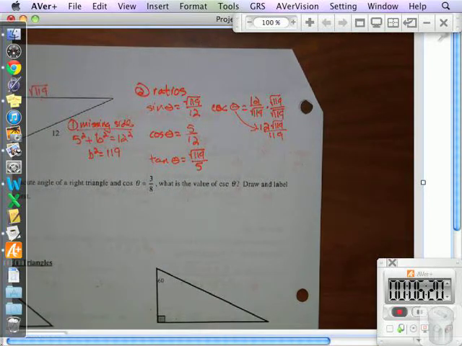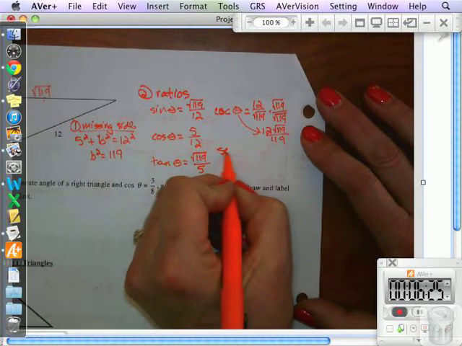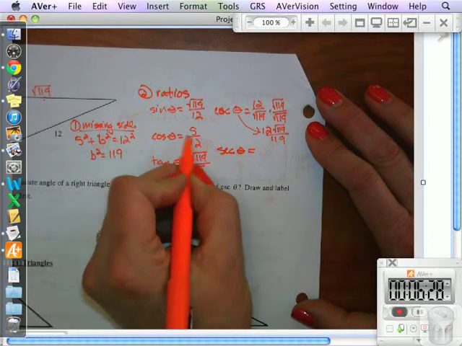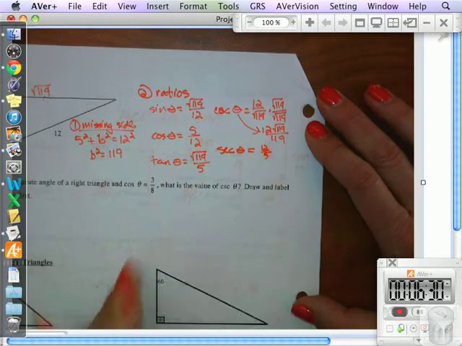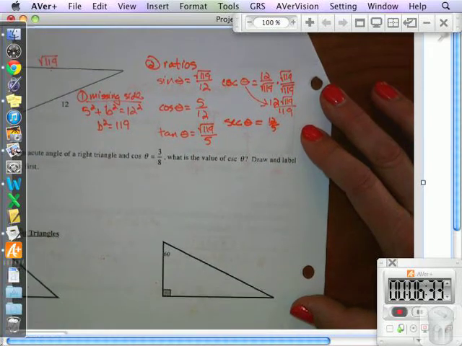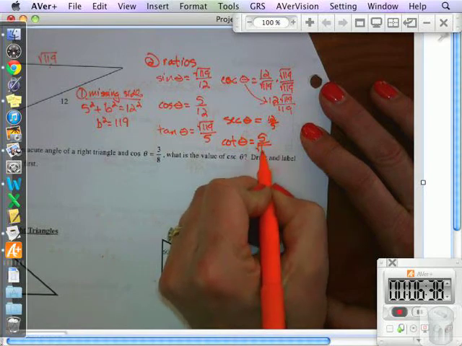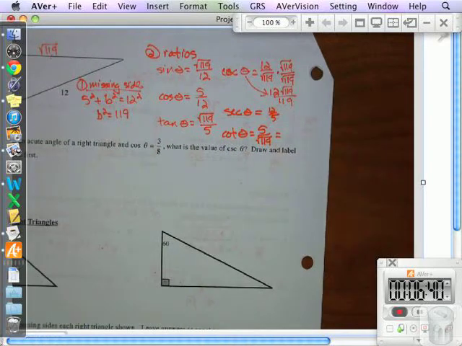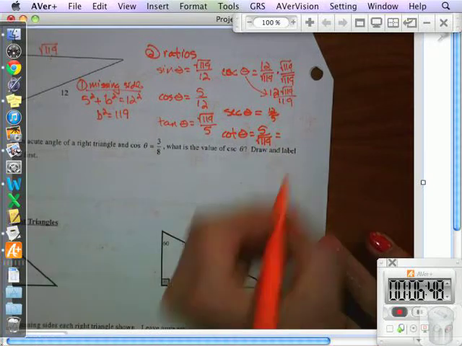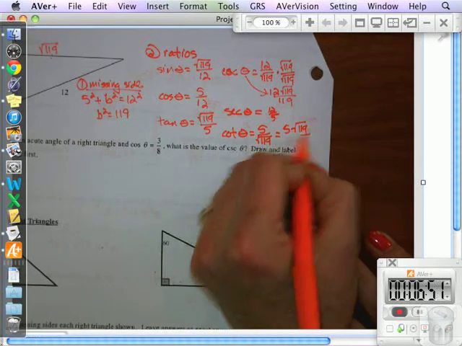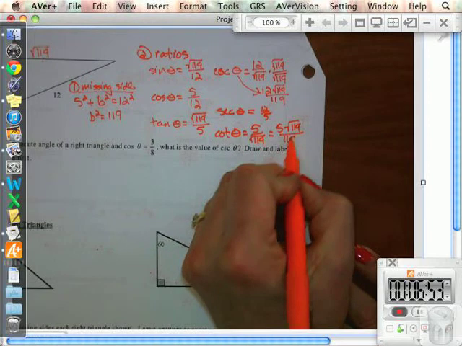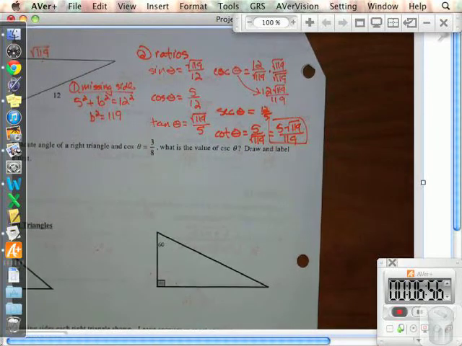You can do that in your head, pretty much, once we keep going here. And then the secant of theta is flipping this one, which would be 12 over 5. And then the cotangent of theta, again, we're going to have to rationalize, but probably, if you think about it, you can just write it rationalized. The numerator would be 5 times the square root of 119 over what? 119. Cool? Okay.